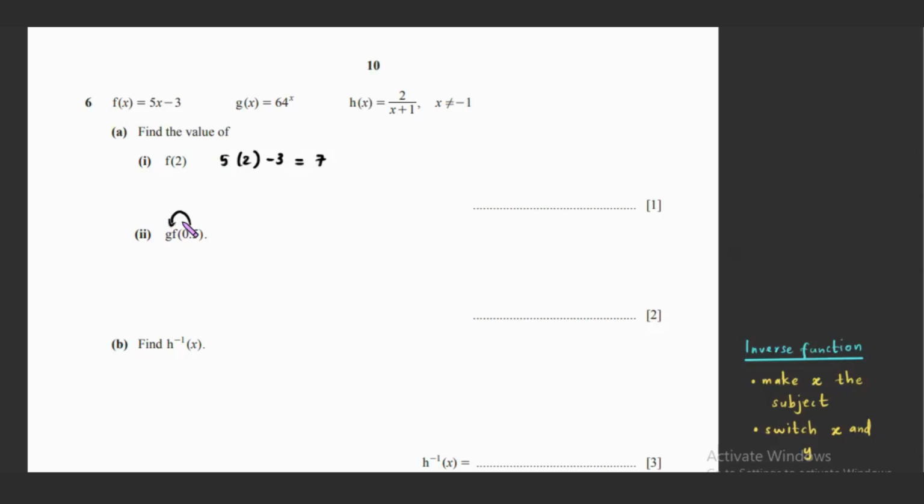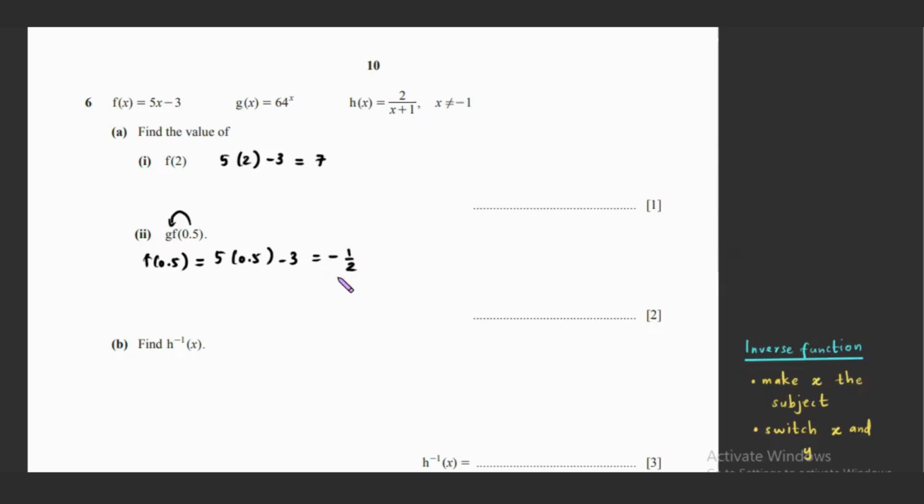Then the answer that we get should be substituted into the g of x function. So first we're going to find what f of 0.5 is. To do this, in the f of x function, we need to substitute 0.5 for x and try solving this. So this gives us negative half as the answer.